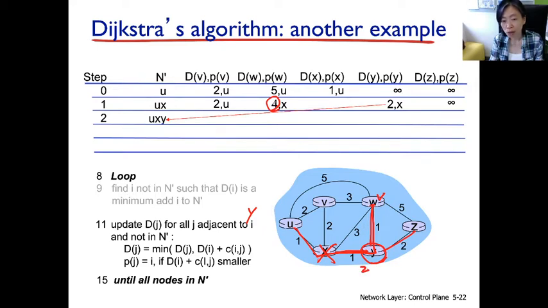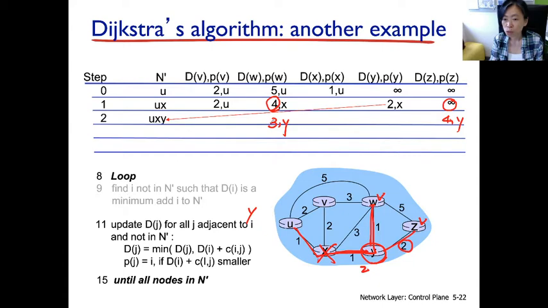Is 3 smaller than 4? Yes, 3. And now the predecessor to go to destination w is y. Nice. Yet another shorter path to w. For z, the old cost is infinite. Exciting, because the new path here, 2 plus 2, 4, is obviously better than infinite.